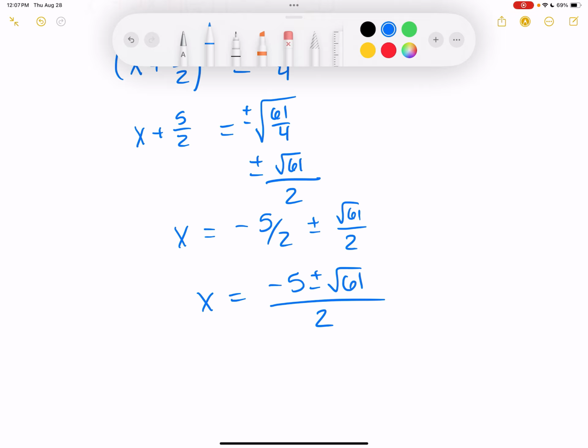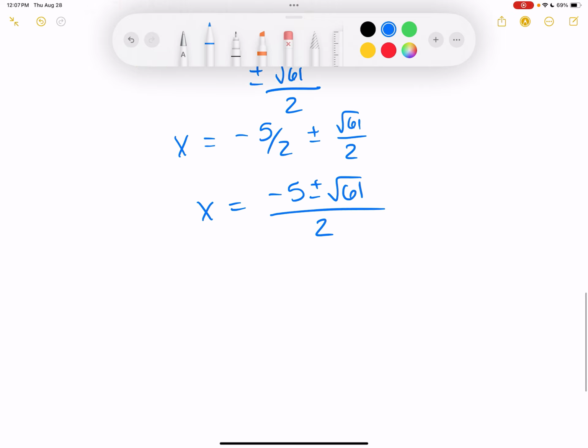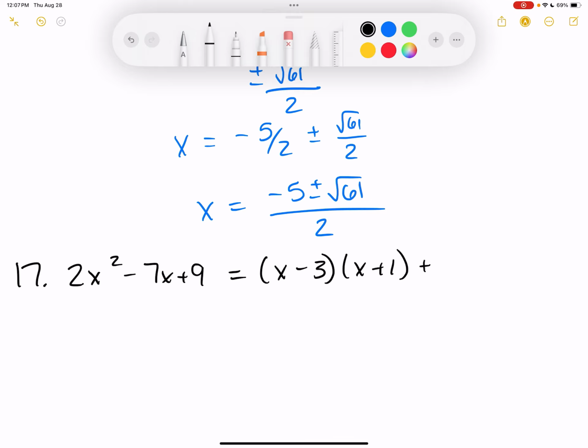George? Yeah, we're going to do this one. Okay. We're doing an odd one, both in number and type. 2x squared minus 7x plus 9 is equal to x minus 3 times x plus 1 plus 3x. And this is still a completing the square problem.